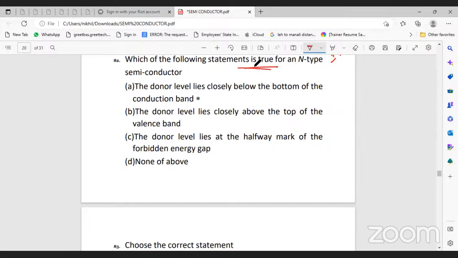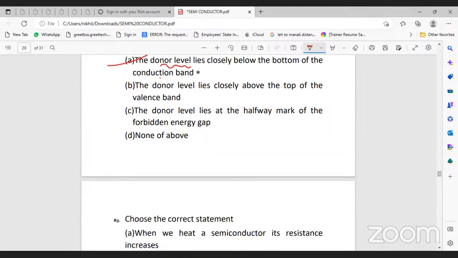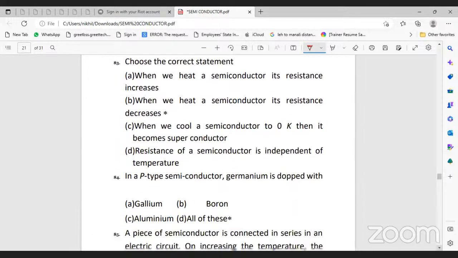Which of the following statements is true related to N-type semiconductor? Donor level lies close below the bottom of the conduction band. Yes. Donor level will be very close below the conduction band for the N-type semiconductor. For P-type semiconductor, it is just above the valence band. Choose the correct statement. When we heat the semiconductor, its resistance increases? No. Since resistance is inversely proportional, if you heat the semiconductor, resistance has to decrease. Resistance is inversely proportional to the temperature.